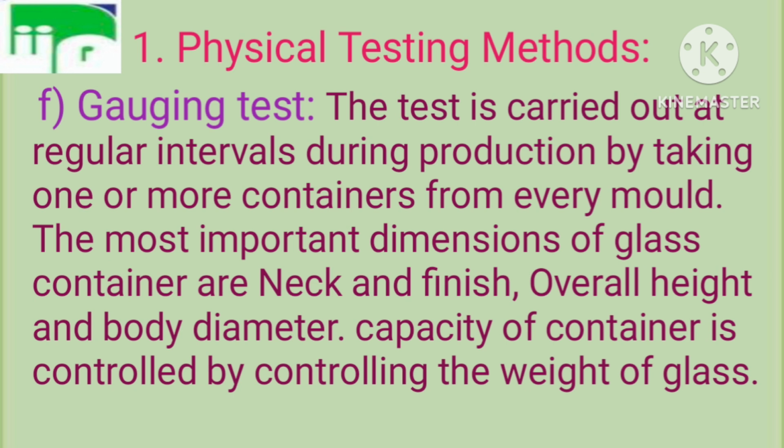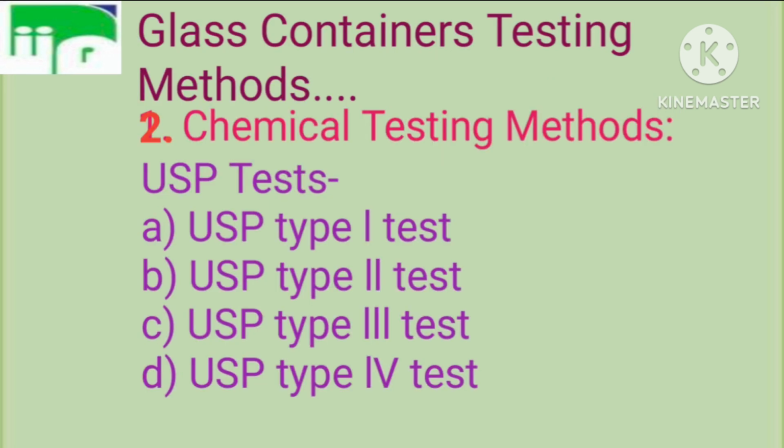Next is gauging test. The test is carried out at regular intervals during production by taking one or more containers from every mold. The most important dimensions of a glass container are neck and finish, overall height and body diameter. Capacity of the container is controlled by controlling the weight of glass.